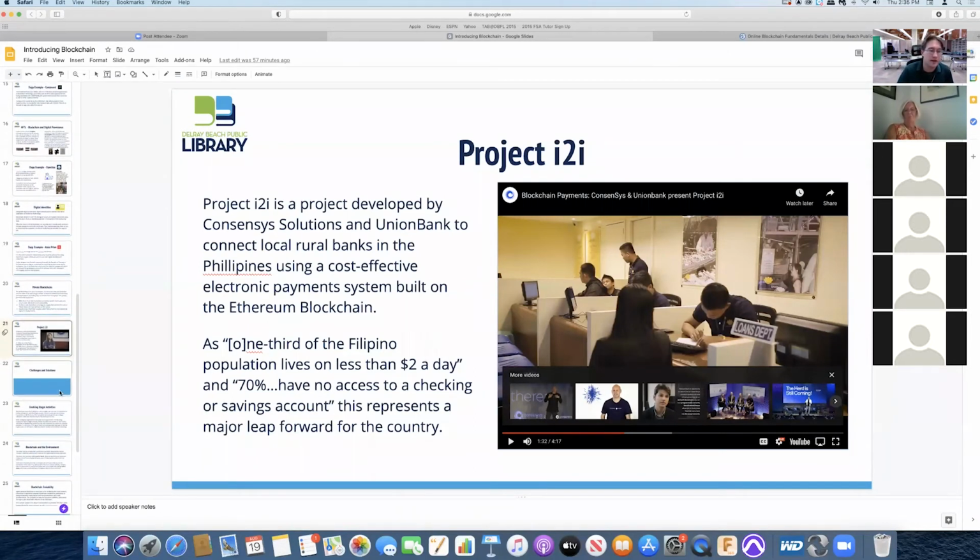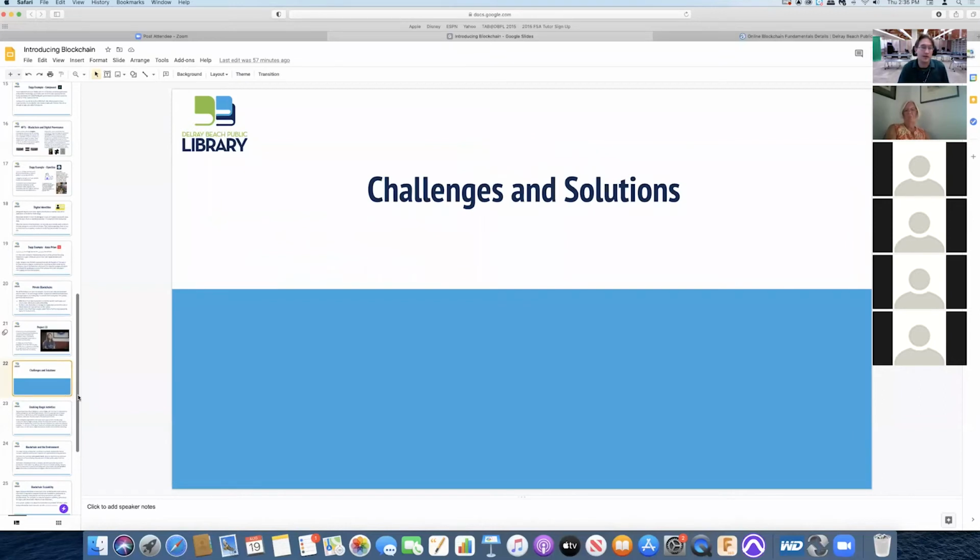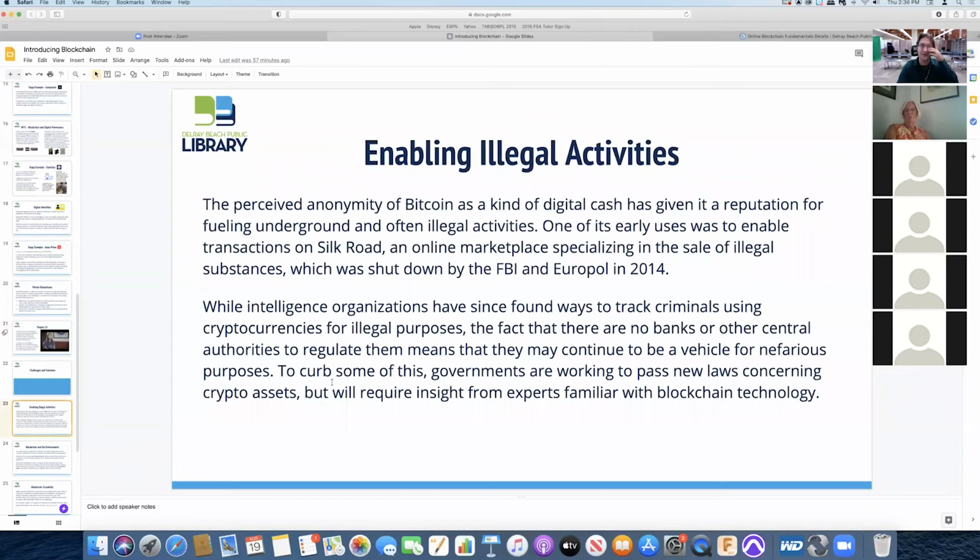Now I want to talk next a little bit about some of the challenges that are facing blockchain, as far as both adoption and the continuation of the technology as it grows. One of the initial, obvious criticisms is the enabling of illegal activities. And this is mostly an issue with cryptocurrency in particular, and especially Bitcoin.